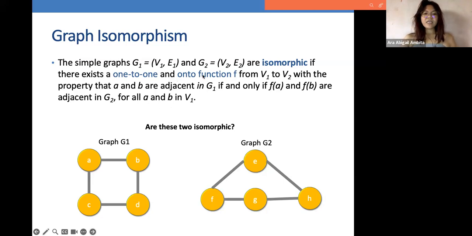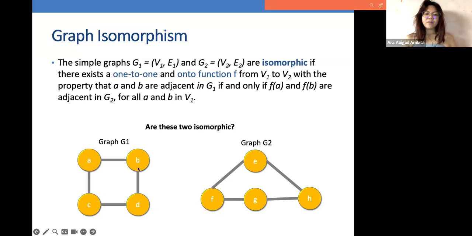So what we are saying here is that we have to create a mapping between the vertices in G1 and the vertices in G2. Okay, and we must make sure that it is one-to-one. That means that exactly one element is mapped from G1 to G2 and vice versa. And if A and B, let's say, are adjacent in G1, then the vertices that A and B are mapped to must also be adjacent. Okay, so it might sound complicated right now, but let us have a better example.